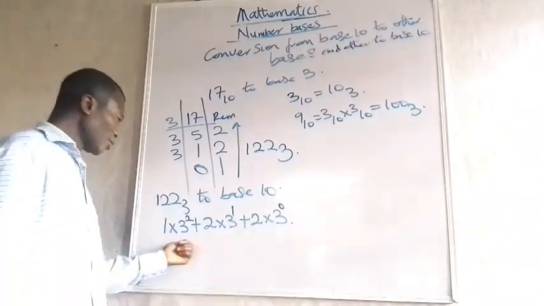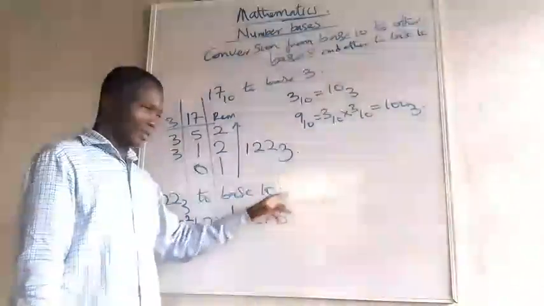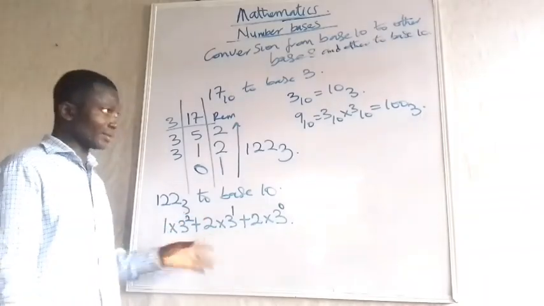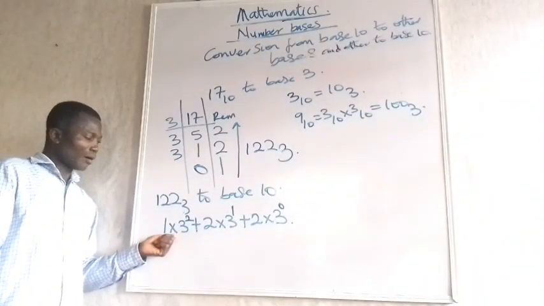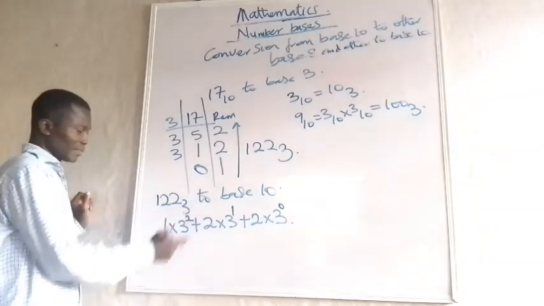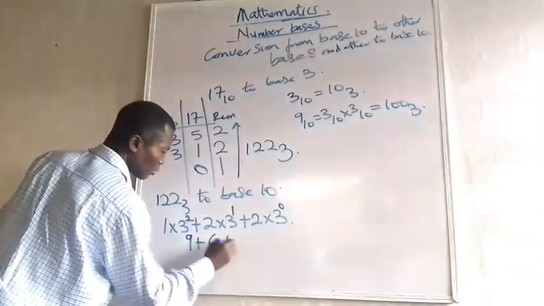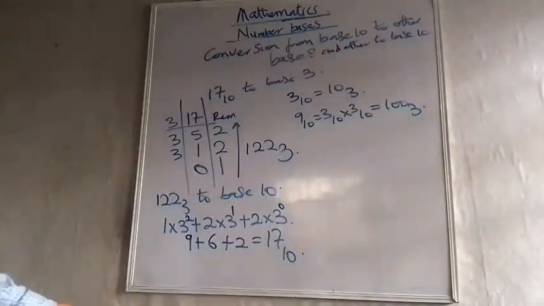I would have started writing it from here, but it's good to write it from here, so that there won't be confusion. 2 times 3 raised to power 0, 2 times 3 raised to power 1, 1 times 3 raised to power 2. You can see, I have units, tens, and hundreds. So what do I have? I have 9 here, plus 2 times 3, 6, plus 2. And that is 17.